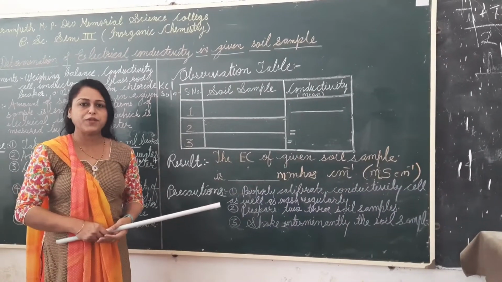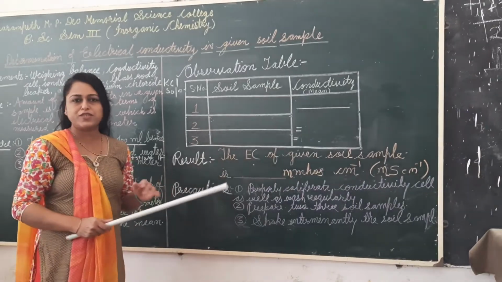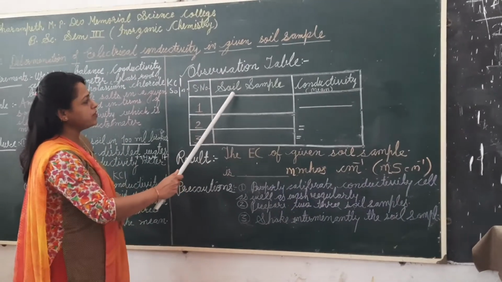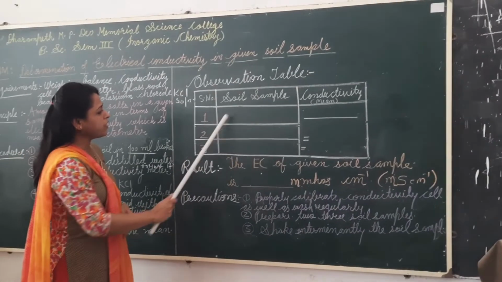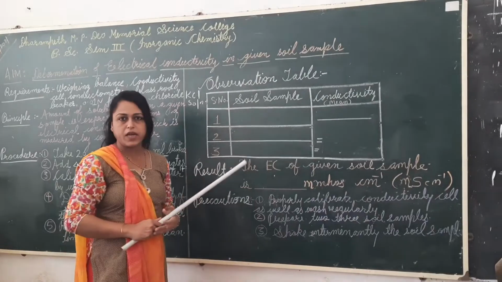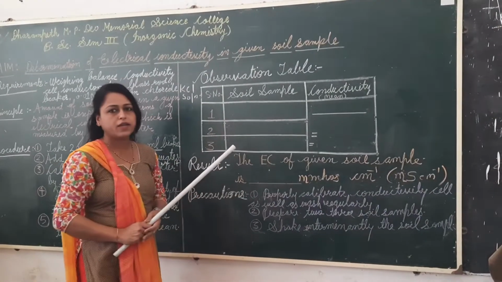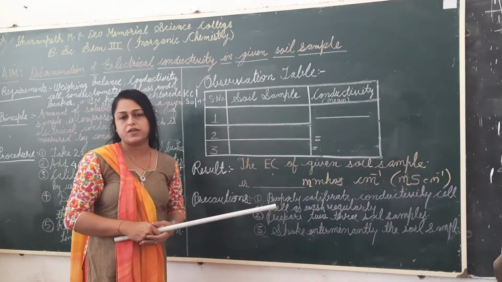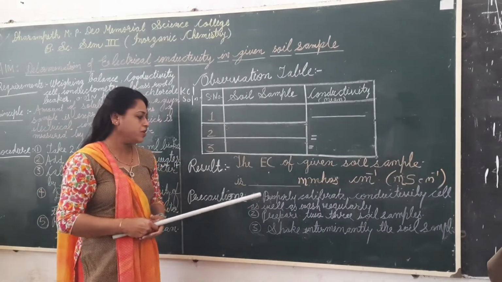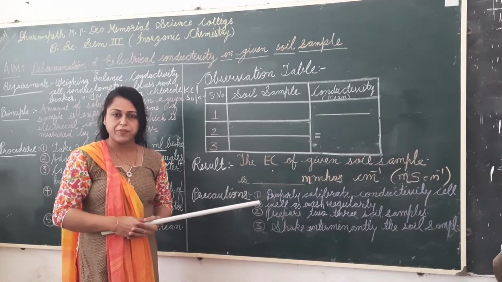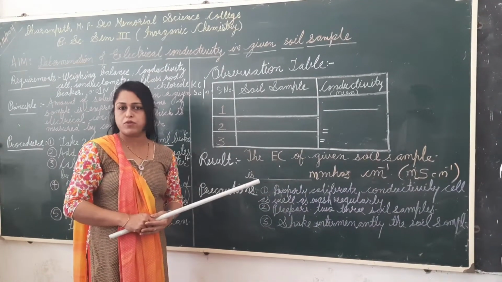For this experiment there are no calculations, there is only one observation table. So this is the table. Here we will take 3 different readings of conductivity for our soil sample, and then we will take the mean of that, and finally we will get the result for the electrical conductivity of the soil sample. We can discuss all this after the experiment.